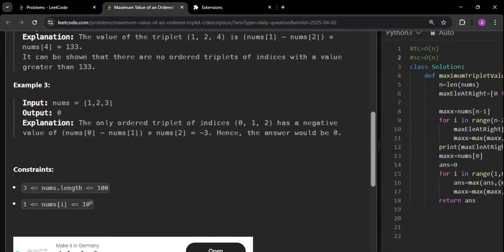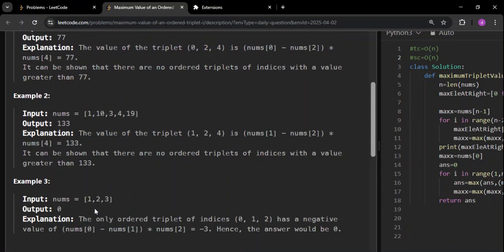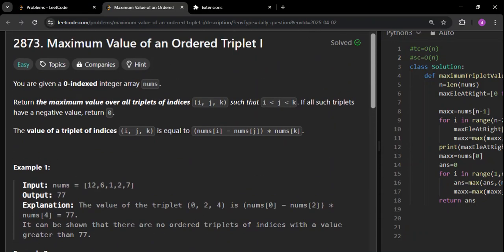One more important hint is that all the numbers are going to be positive. It need not be negative. It cannot be negative, as simple as that. That is the reason why the approach that I'm going to show now will work.